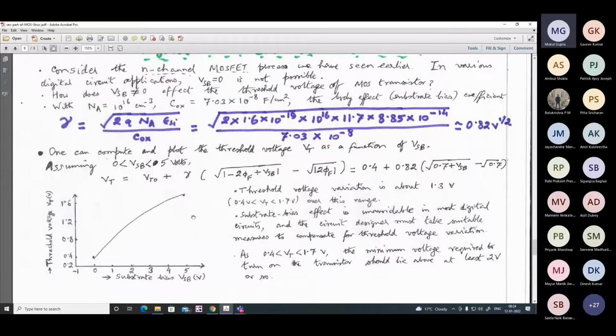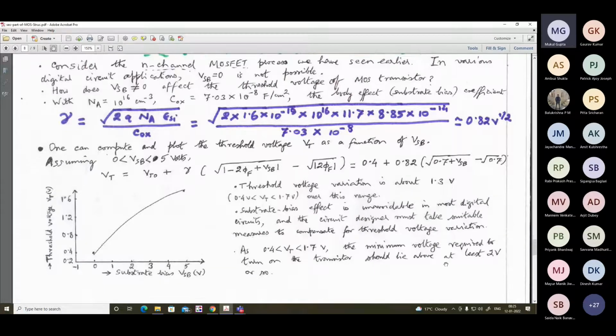For pass transistors in particular, source and body cannot be at the same potential. Source will be positive with respect to body. So for them, you have to calculate the VT separately. And here, we find that the range of threshold voltage is between 0.4 to 1.7. So the minimum voltage required to drive the transistor should be above 1.7. So let us take at least 2 volt or so, right?